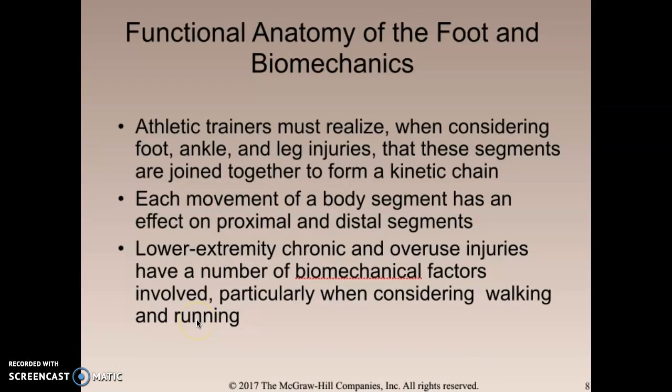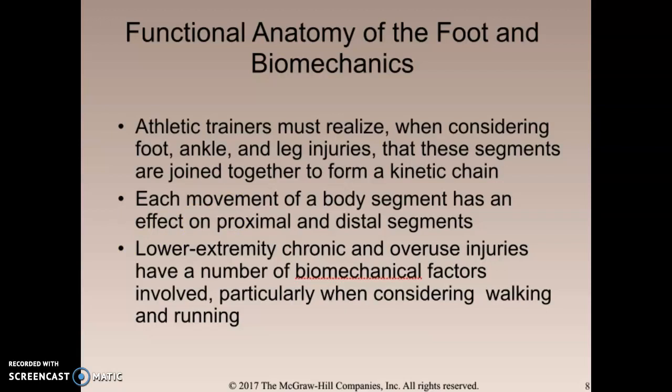When we talk about functional anatomy of the foot, it's just important to realize the importance of the foot in the kinetic chain. So a lot of times foot injuries or foot chronic conditions can lead to injury in the shin, injury in the knee, injury in the hip, injury in the low back. So a lot of that is tied in via that kinetic chain. So the foot is very important in evaluating those injuries.